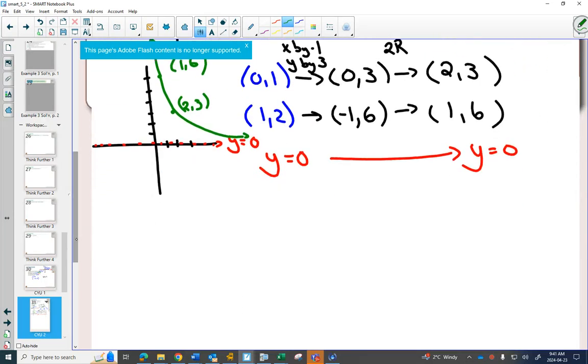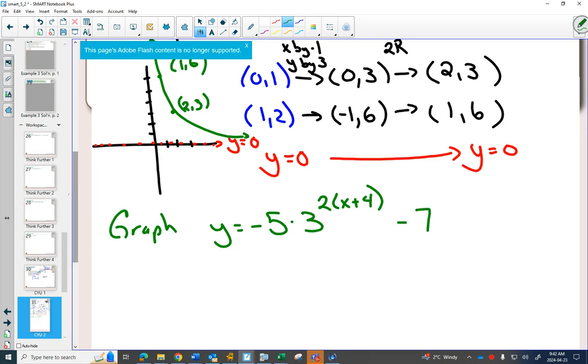Now we're going to do a couple more. Do you have space to do another graph on page 346? So on page 346, we're going to practice another graph. We're going to graph y equals -5 times 3. I'll put it in factor form already for you. Let's graph this.